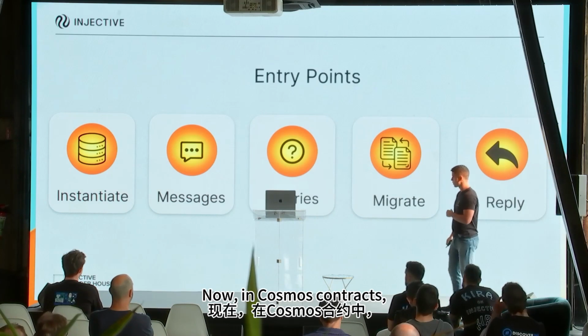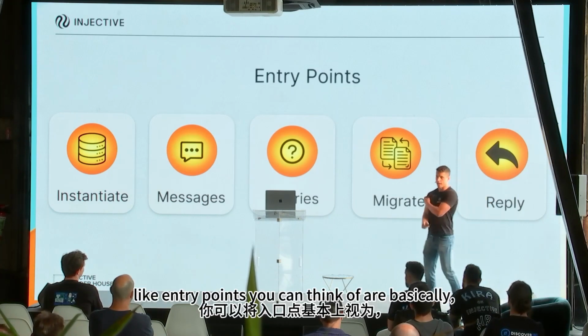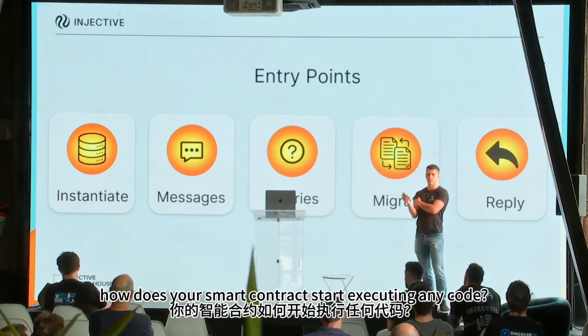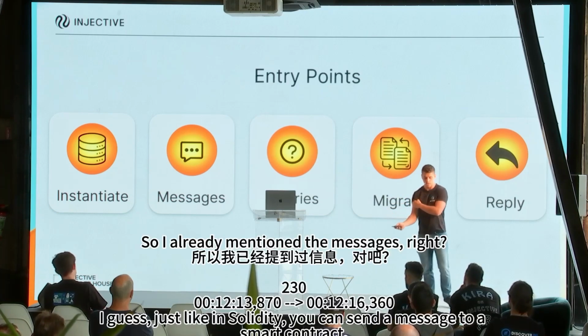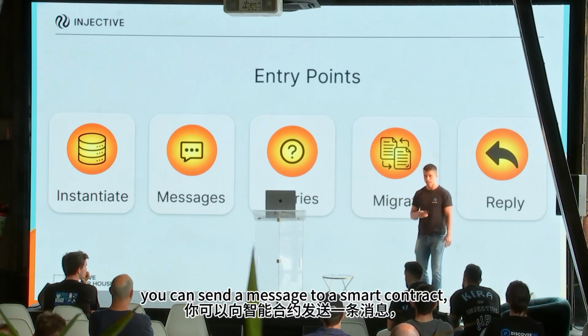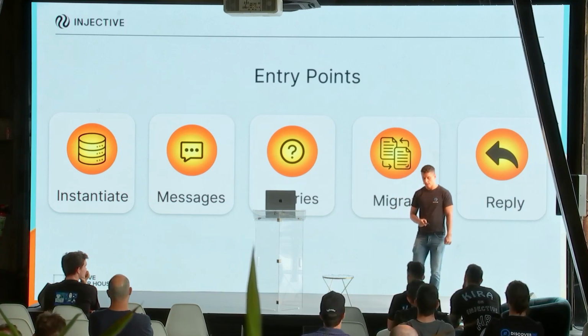Now, in CosmWasm contracts, you define 5 different entry points. Entry points you can think of as basically how your smart contract starts executing any code. So I already mentioned the messages, right? It's just like in Solidity, you can send a message to a smart contract, which would then have your defined messages in the contract.